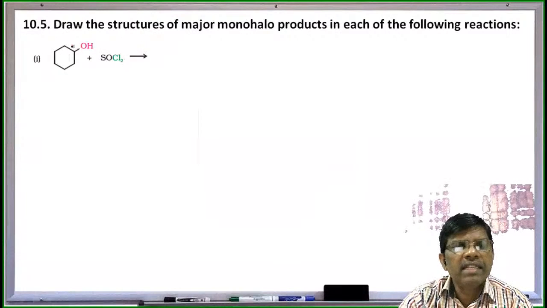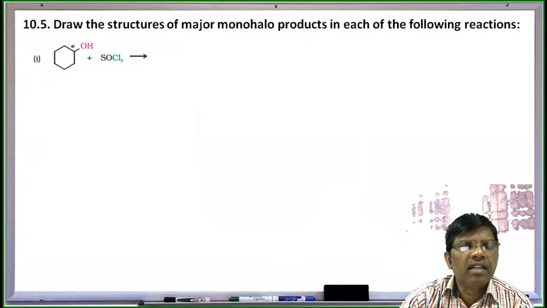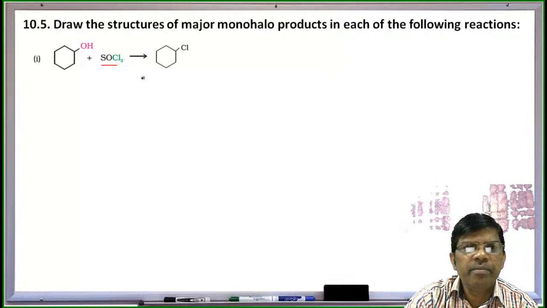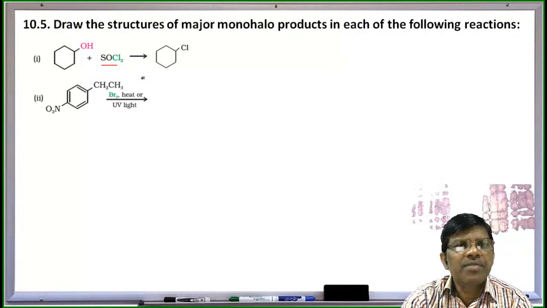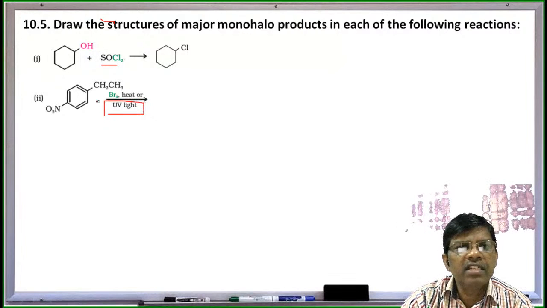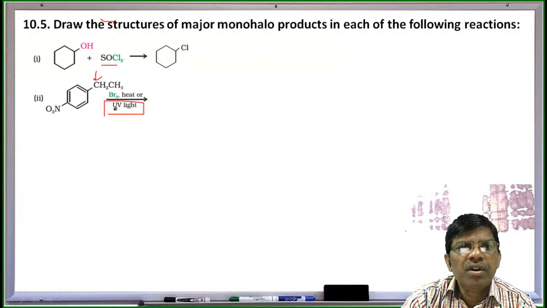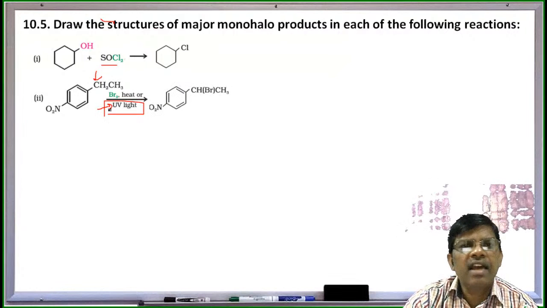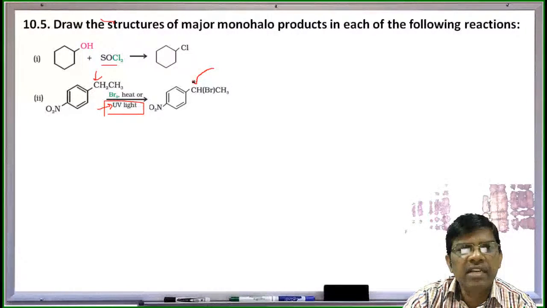So alcohol, this is alkyl alcohol, right? Cyclohexanol, upon treatment with thionyl chloride, it simply gives chloride. Then comes bromine, heat or UV light. Just now what I said, bromine in presence of UV light, what is going to happen? Is it going to brominate this benzene or the benzylic position? So concentrate on UV light. Whenever you see UV light, it gives benzylic bromination.